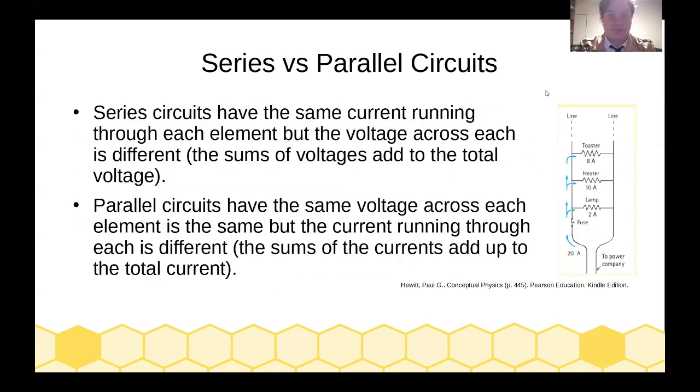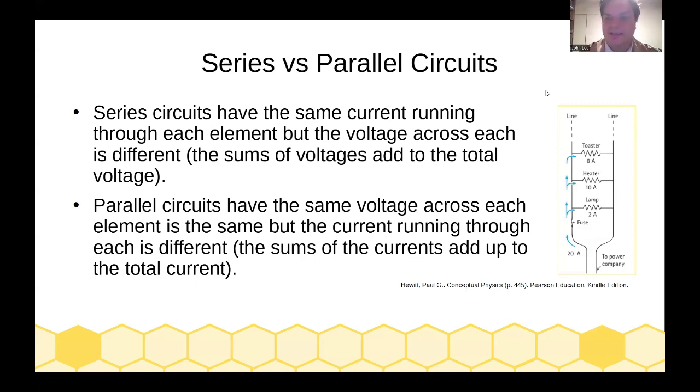Series circuits have the same current running through each element, but the voltage across each is different. The sums of voltages add to the total voltage. Parallel circuits have the same voltage across each element, but the current running through each is different. The sums of the current add up to the total current.